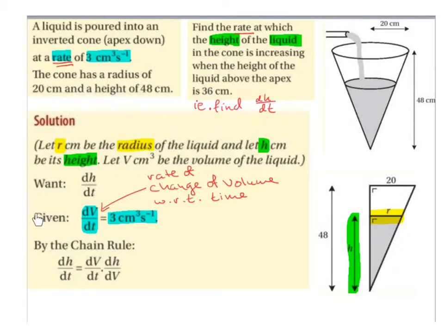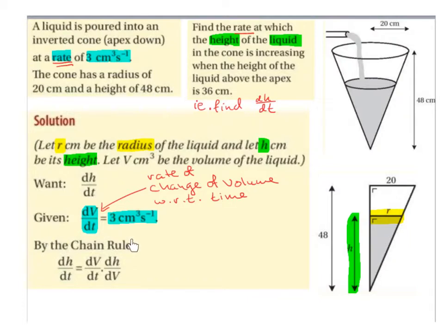What's given to us? Well, we were told in the question that the liquid is poured into the cone at a rate of 3 centimeters cubed per second. So we were given dv dt, which is the rate of change of the volume with respect to time. And we were told that this dv dt is 3 centimeters cubed per second.